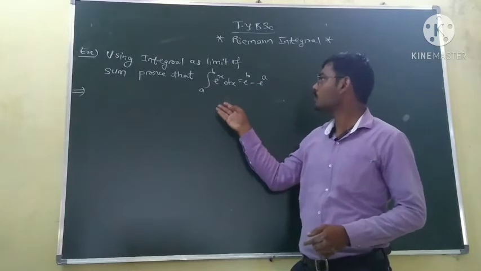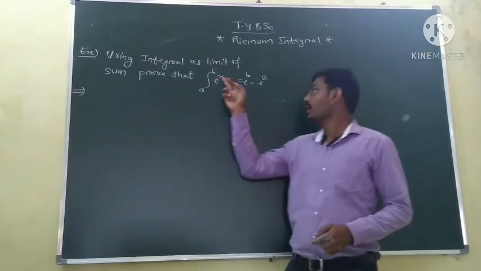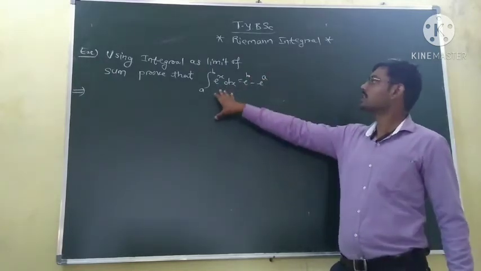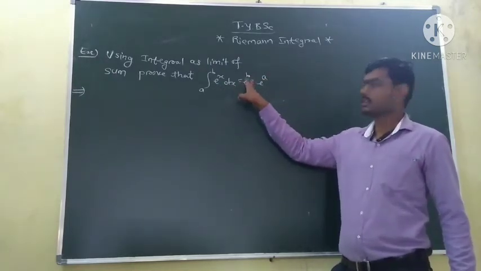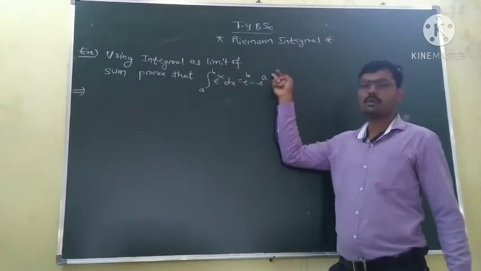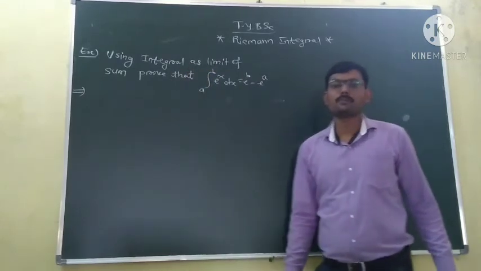In this example, we have to show the integration of e raised to power x from a to b is equal to e raised to power b minus e raised to power a. In general, we know that the integration of e raised to power x from a to b is e raised to b minus e raised to power a, but we have to solve using integral as a limit of sum.